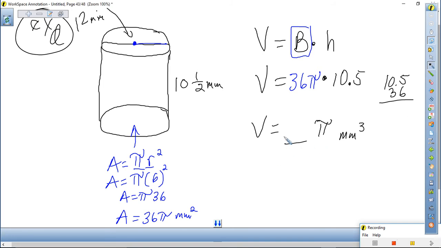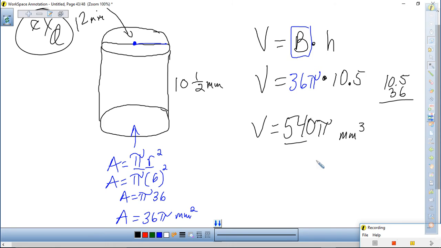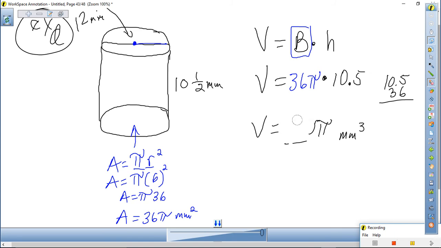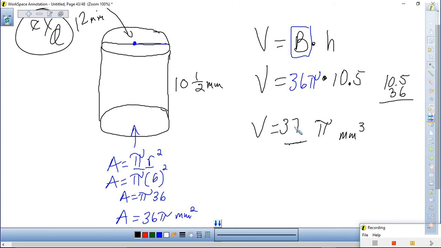Who got 540 pi millimeters cubed? No? I made a mistake? Oh, yeah, it was a big mistake. My bad. Who got 378 pi millimeters cubed? That is correct.